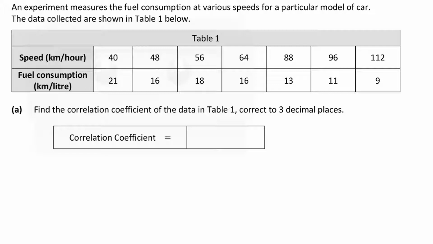So the first question: an experiment measures the fuel consumption at various speeds for a particular model of car. The data collected are shown in table 1 below. The first thing they ask us to do is find the correlation coefficient of the data in table 1. So that is minus 0.957.